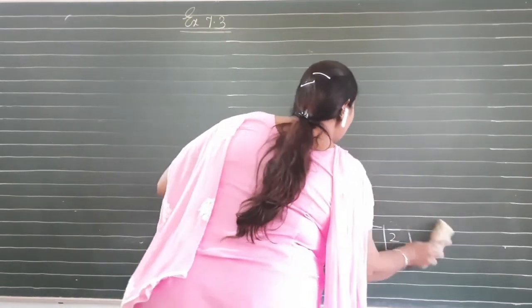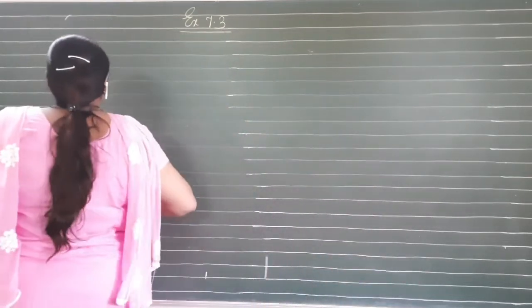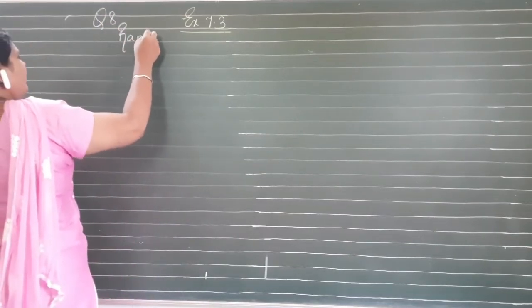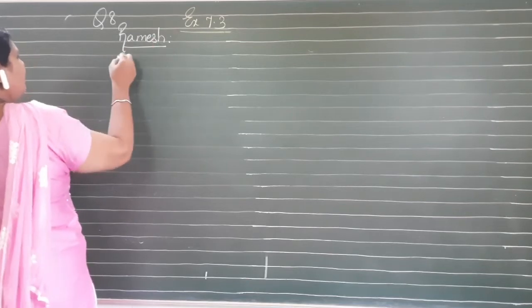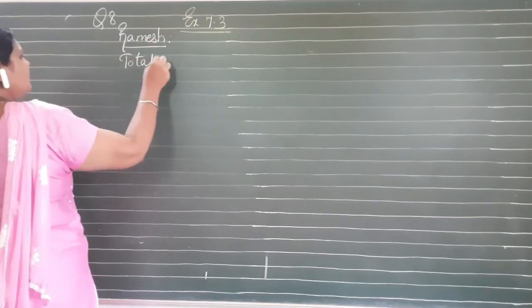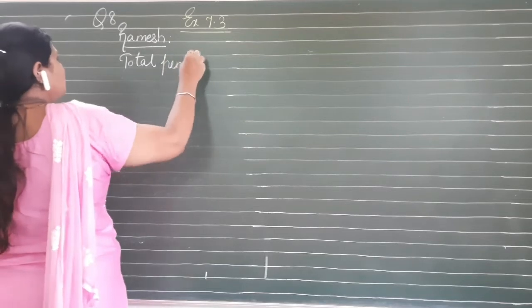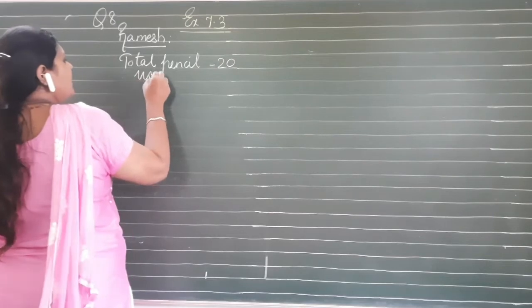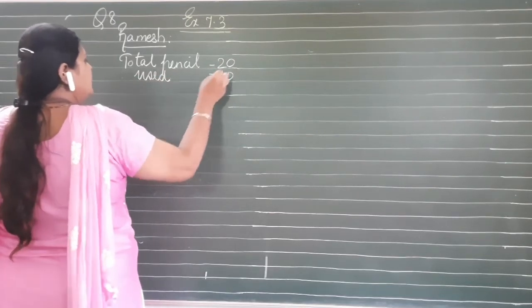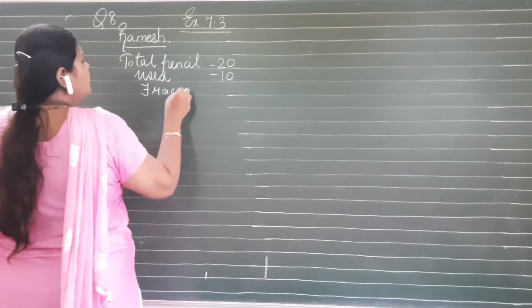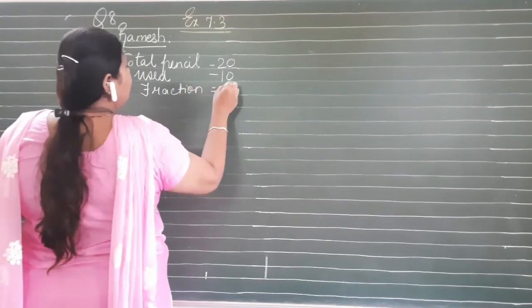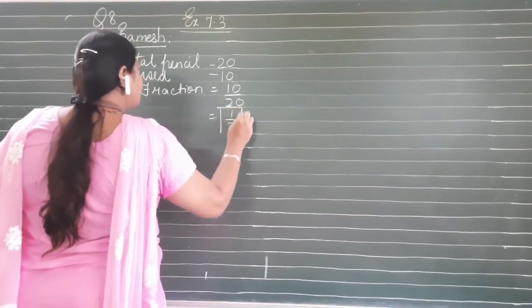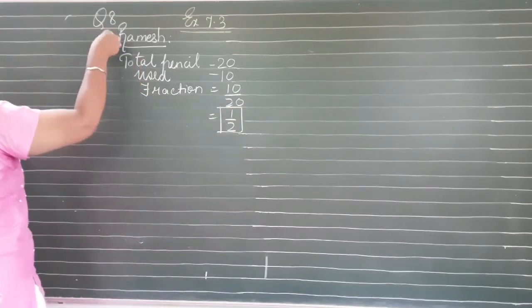So let's start doing the sum. Very first we will calculate for Ramesh. Total pencils, Ramesh is having 20, used 10. So the fraction is 1 upon 2. This is for Ramesh.